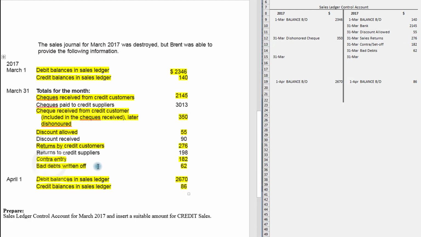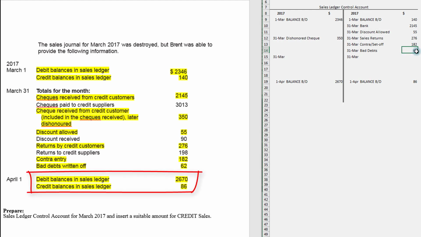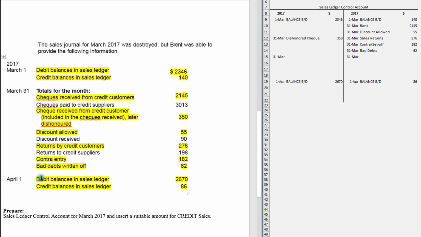Bad debts written off of 62. Bad debts have the effect of reducing the amount of monies owed. No, we'd rather not have bad debts. It's an expense. The $62 goes on the credit side. Now, on the 1st of April, we're told there was a debit balance in the sales ledger of $2,670 and a credit balance of $86. I placed those two items so you can see what is happening.